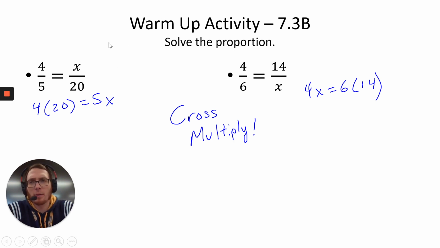And so for this scenario, I've got 4/5 equals x over 20. So it'll be 4 times 20. Okay, if I multiply these two together, equals 5x. Remember, after that, you would have to divide by 5 to find that answer.